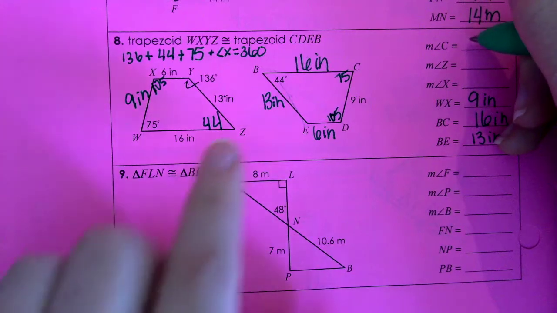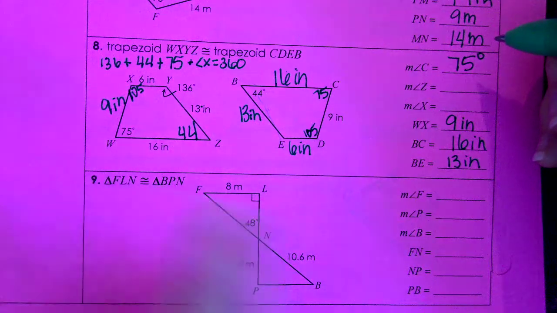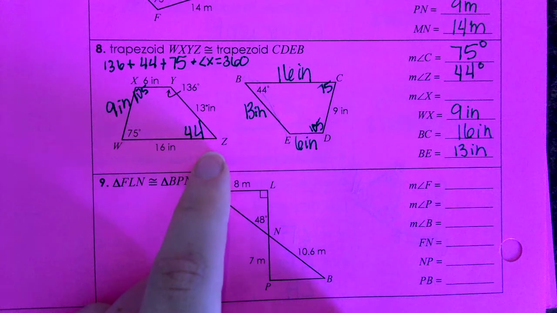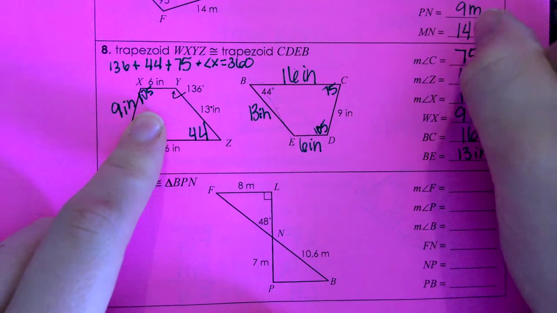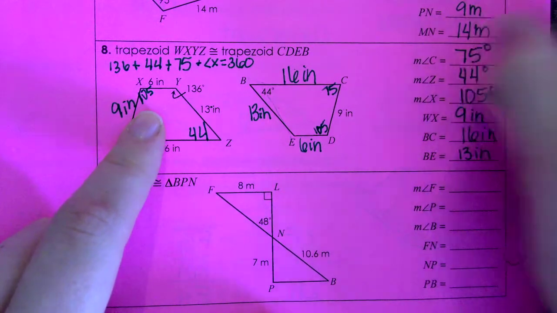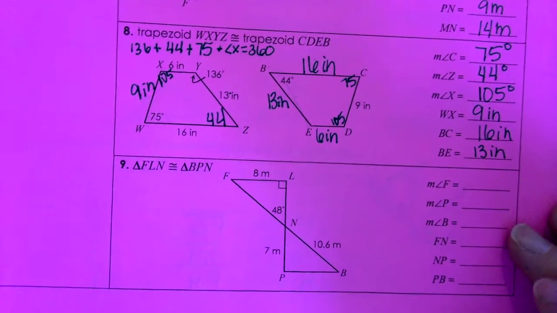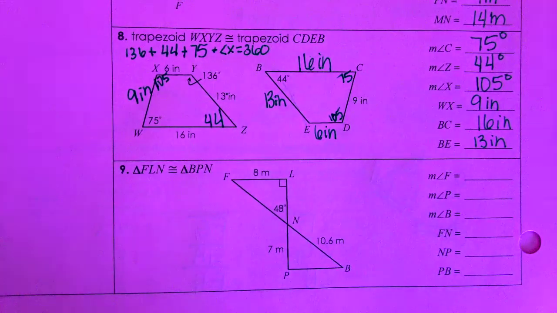So angle C we determined was 75 degrees. Angle Z, which is on this one, we determined was 44 degrees. And then angle X, which is on this one, by doing our math here, we determined is 105 degrees. Okay, so we have that figured out there on our trapezoid. So now the last thing that we have for notes today is number 9 here. If you want to pause the video and try this one on your own, since our triangles, we're going to be able to figure that one out, and then come back and resume it and see if you got it right.